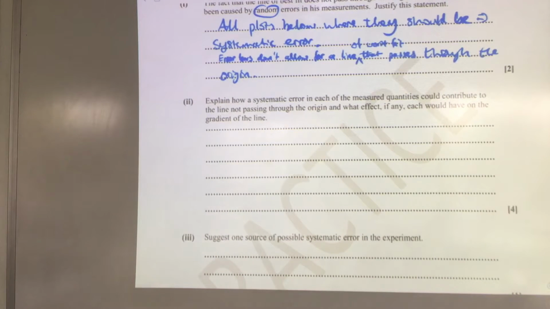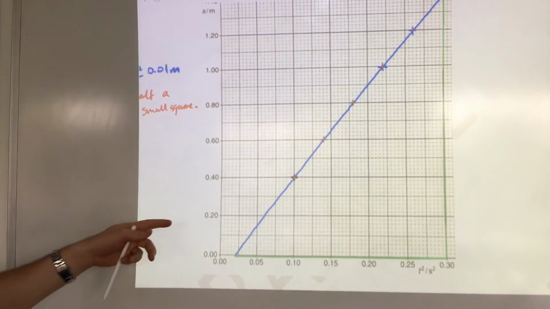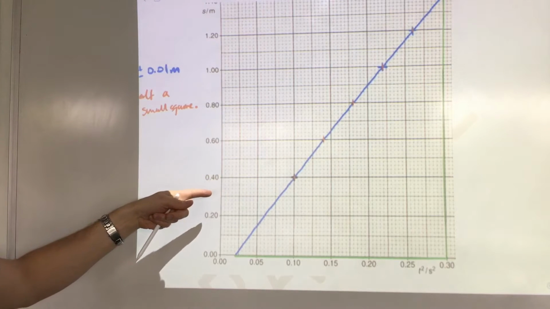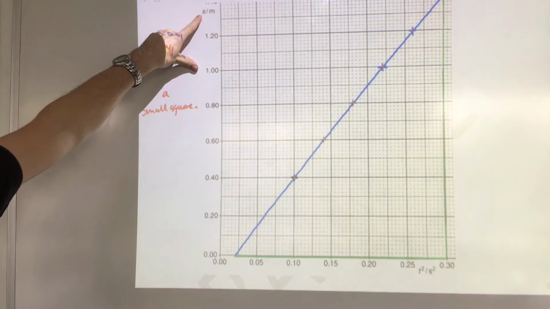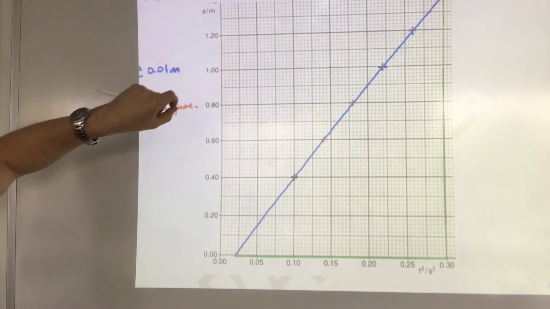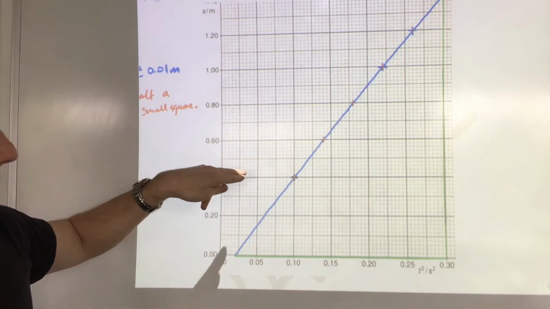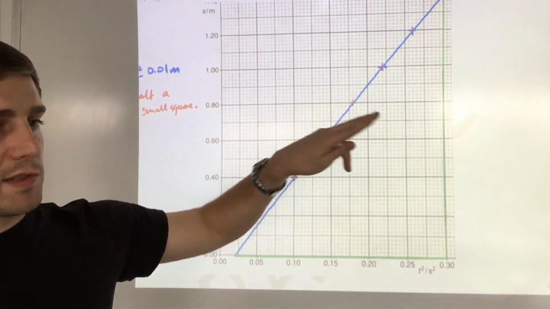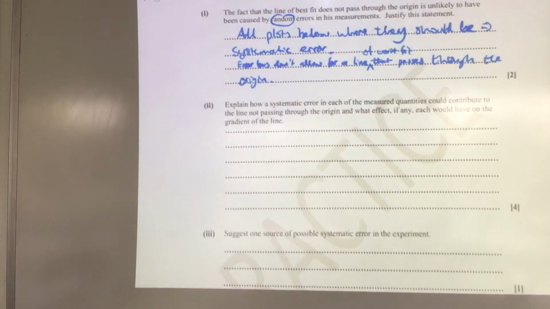If there was a systematic error in S, which from here we can see, and we've already stated, it looks like the S values are smaller than they should be. And further to that point, the S values are plotted directly on the line. So we took the measurements for S and then we plotted them. So there's no calculation done in between. That means that if there is an error, each plot is affected by the same amount. So we are answering the question, explain how a systematic error in S could contribute to the line not passing through the origin. The S values are too small.